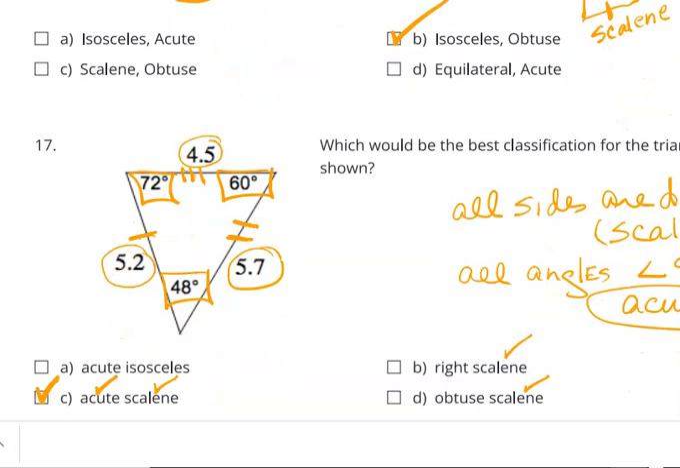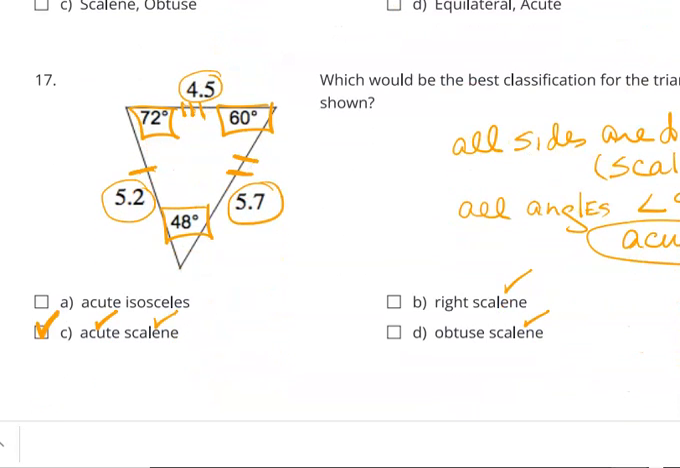Okay, 17. What they're showing me is that all the three sides have different lengths. So I put 3 different types of hash marks on it. And then I look in the corners, and all the angles are different, and they're all less than 90. So the 3 different sides makes it scalene. And the fact that they're less than 90 makes it acute. So acute scalene is the best answer.